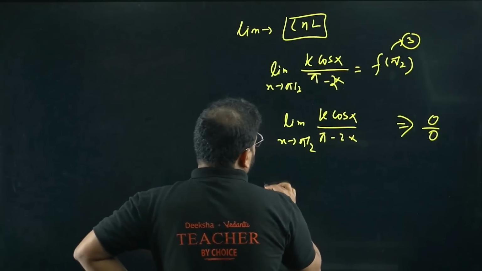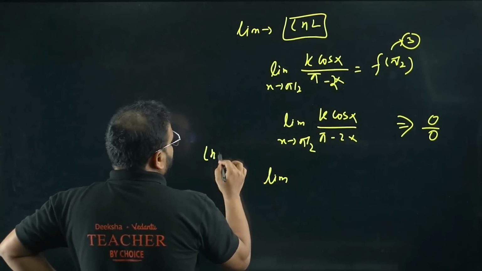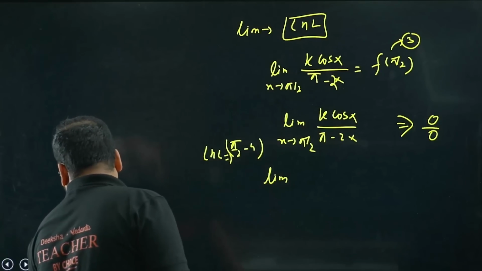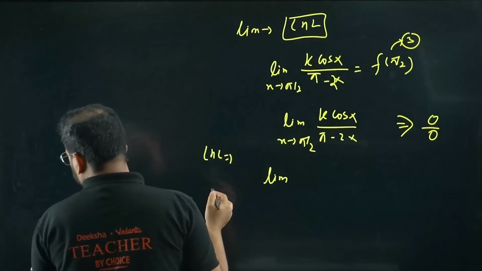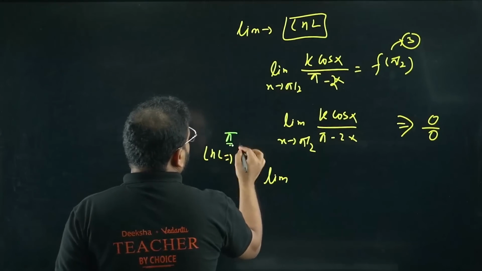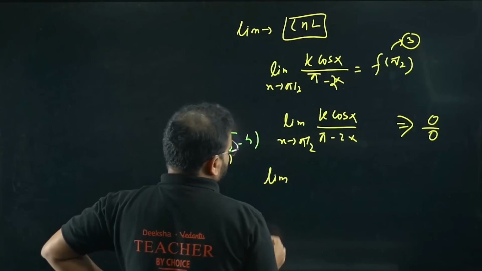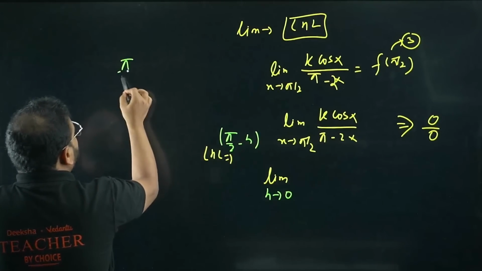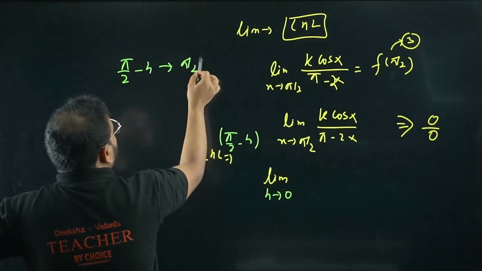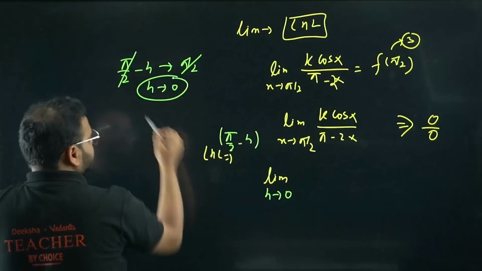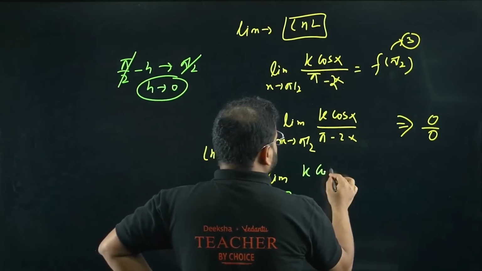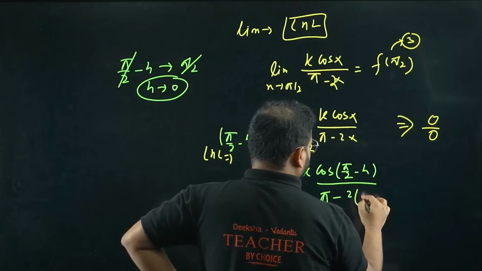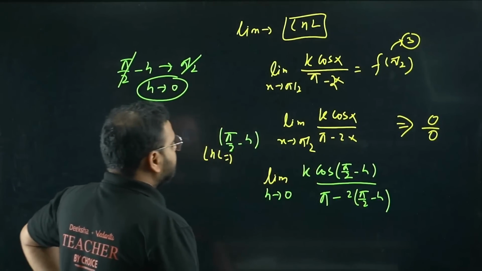What do you do for the left hand limit? I'm trying to find the LHL. You apply pi by 2 minus h in this case. Replace x with this condition, as h tends to 0, of course. Pi by 2 minus h tends to pi by 2. So the limit is k cos of pi by 2 minus h divided by pi minus 2 times pi by 2 minus h.